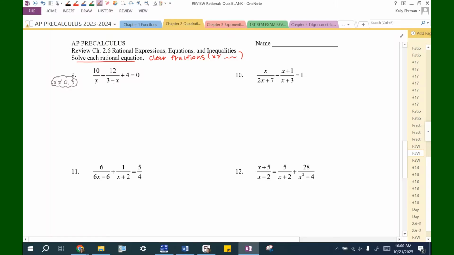Okay, now take a look at the problem before you get started. 3 minus x, we can turn that around. Sometimes it makes things easier to do that. So let's make this 10 over x minus 12 over x minus 3. So the reason that happened is because I'm factoring a negative out of 3 minus x. So it becomes plus a negative or just minus. And factoring a negative out makes the x positive and the 3 negative.